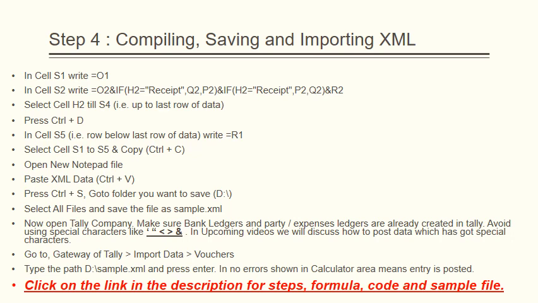Step 4. Compiling, saving and importing XML. In cell S1, write the formula. In cell S2, write the formula. Select cell H2 till S4, that is up to the last row of data. Press Ctrl+D. In cell S5, that is the row below the last row of data, write the formula. Select cell S1 to S5 and copy.